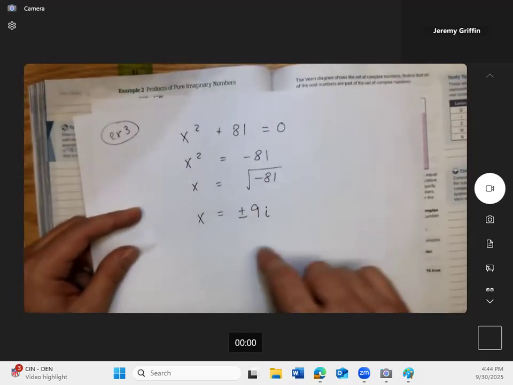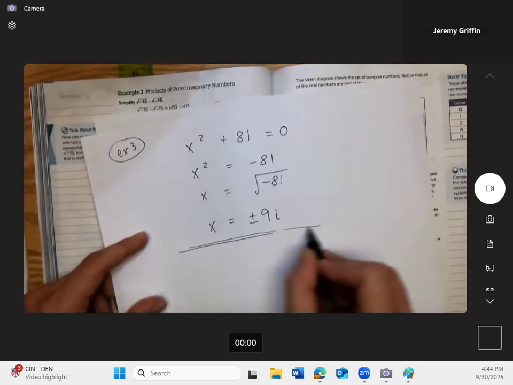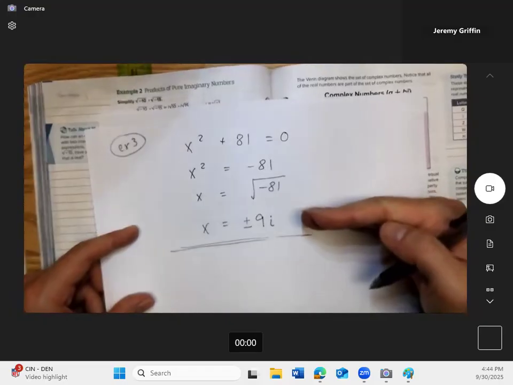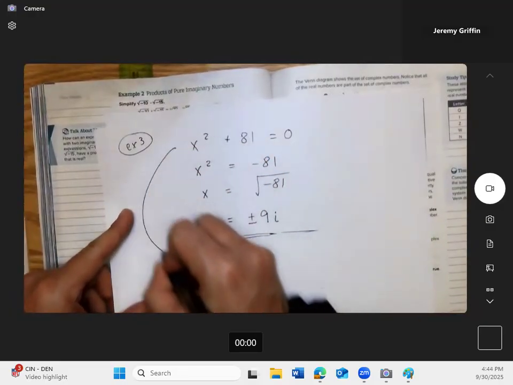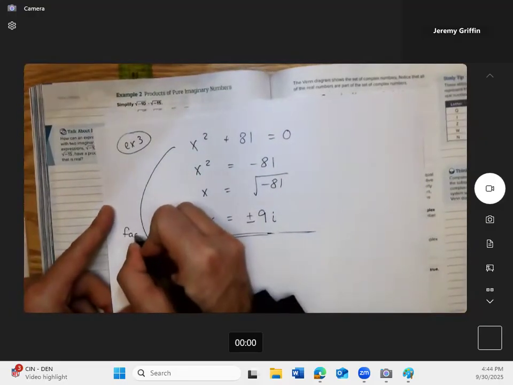Now, instead of going through this approach, this set of steps, you could have factored this from the beginning. So I'm going to say factor.